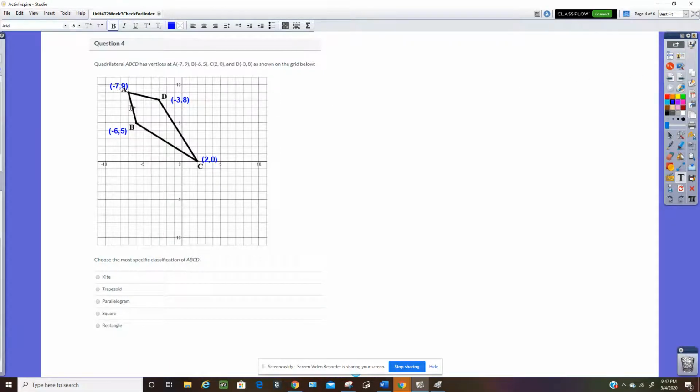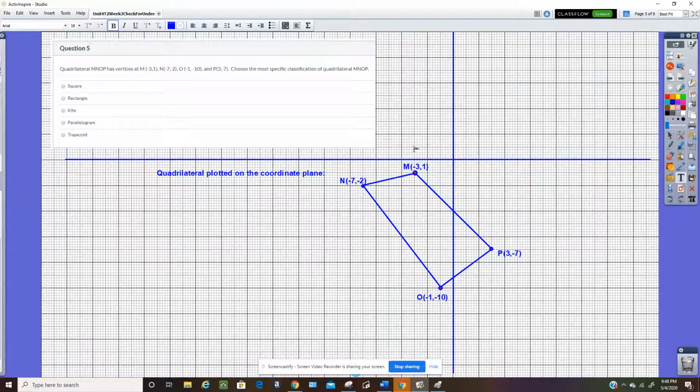And here's question 4. They actually graphed it for you. You want to pick one of those four. Once again, I think it's kind of obvious which one that is. And then number 5, I actually plotted the points that it gave you, and this is what the quadrilateral looks like for that one.